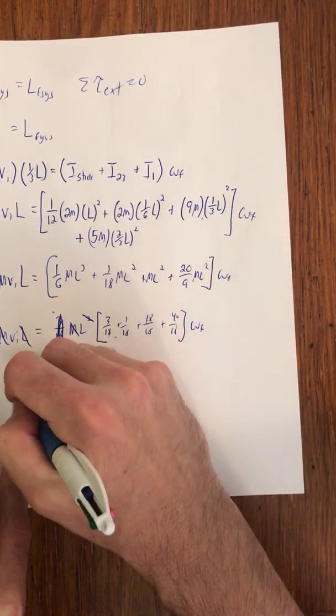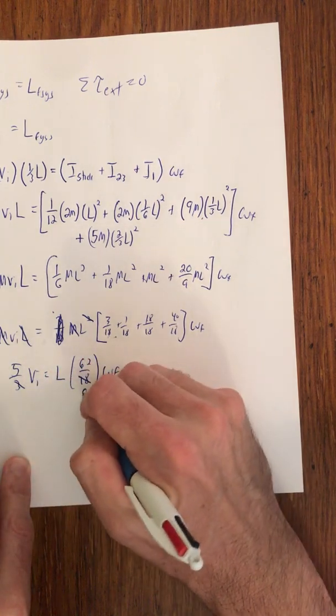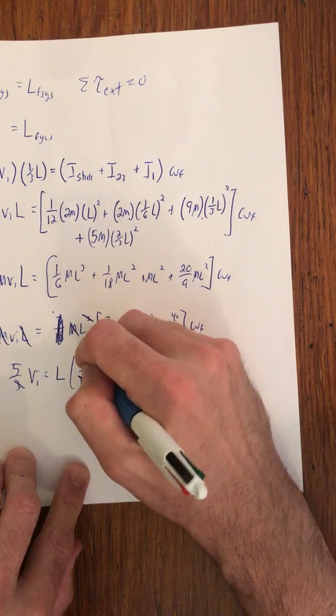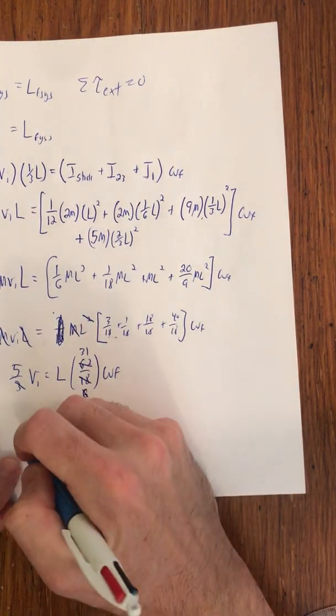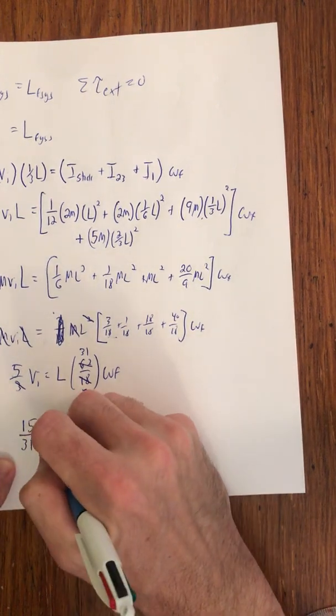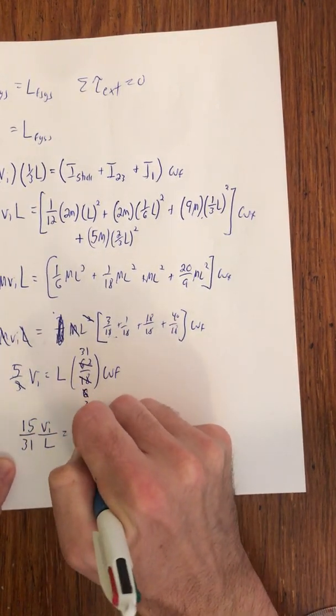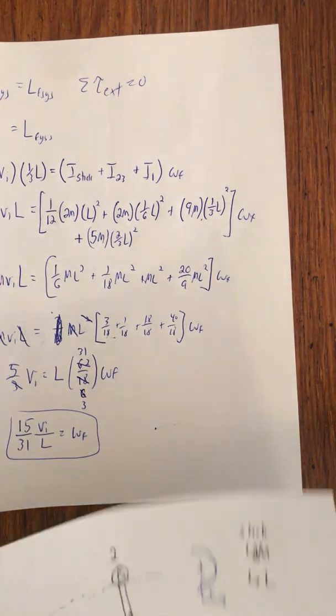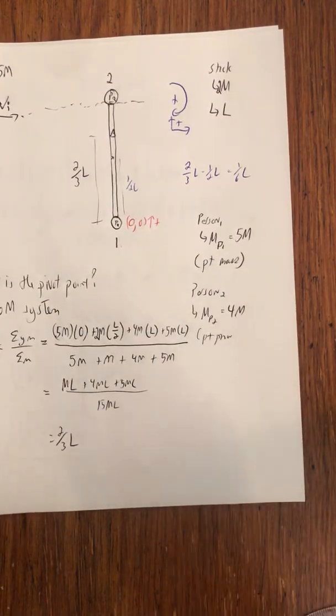Let's just clean this up, 3 and 3, so that becomes 6. I can take a 2 out of that, so 3 and 31. I don't think I can get any further down than that. So 15/31 vi over L is equal to omega final, and there you go. That object rotates. So, a couple things on that.